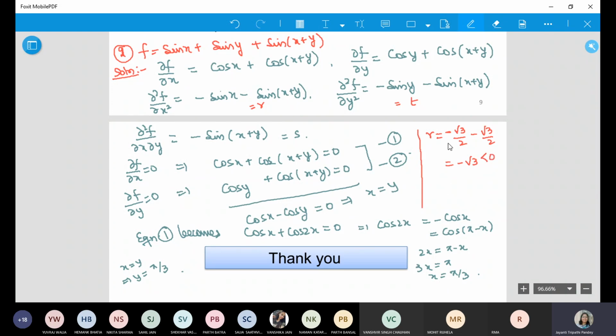Now r you have calculated. Now what is t? Same way you can calculate. Since x is equal to y, t will also be minus root 3. Any problem in understanding this? Ma'am, one will be pi by 3 and one will be 2 pi by 3. Sine 2 pi by 3 is same as sine pi by 3, beta, because sine(pi minus theta) is sine theta. Okay, ma'am.